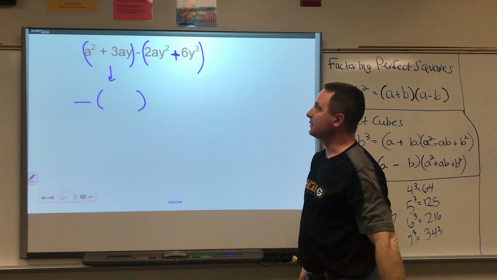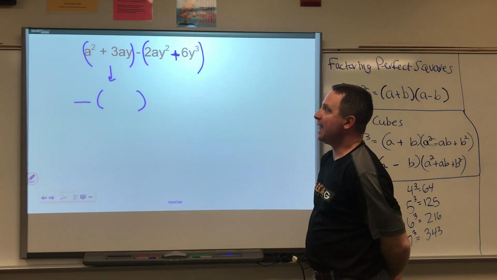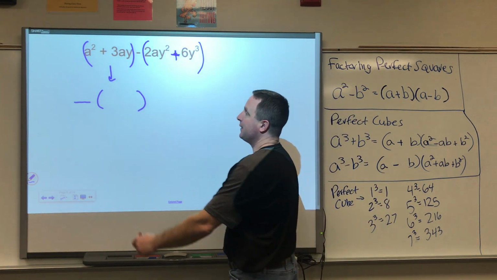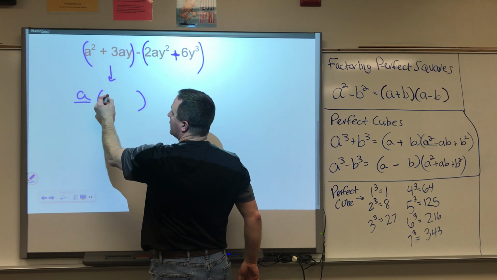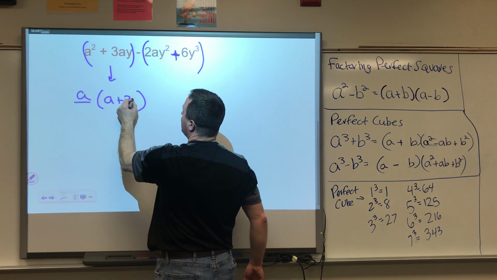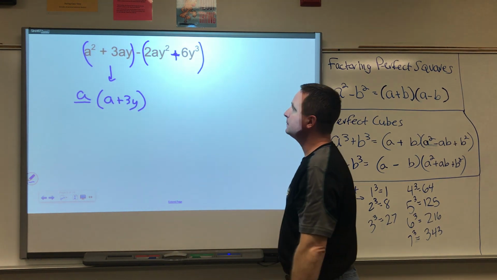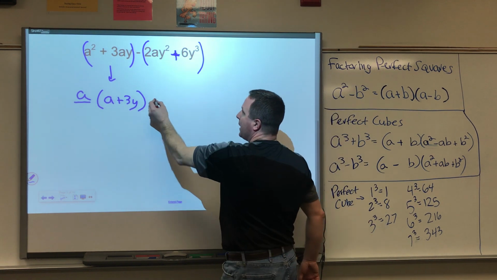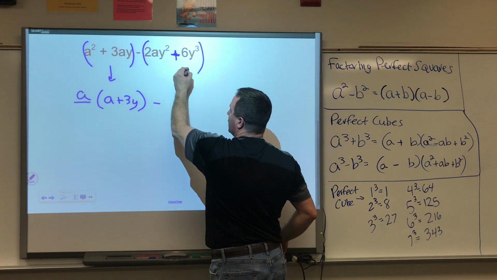Does that first bunch have anything in common? Well, I think they have just an A. And if I take out an A, I think I get A plus 3y left over. Okay, and I see my minus sign. Then I look at the second group.